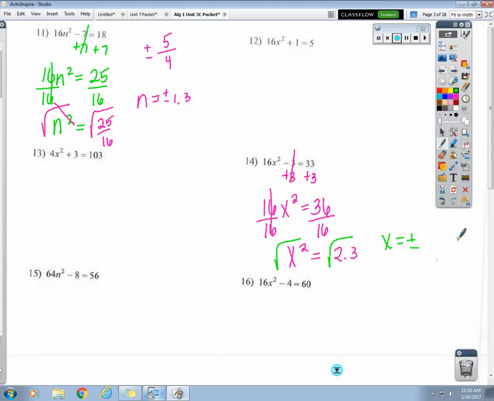The square root of 2.3 is 1.5. Yeah, you're right, 1.5. Okay, now think about what that would have been in fraction form. If you'd have kept this a fraction, what's the square root of 36? What's the square root of 16? Which reduces to, and isn't 3 over 2 the same thing as 1.5? So you may see the answer in fraction form instead of decimal.